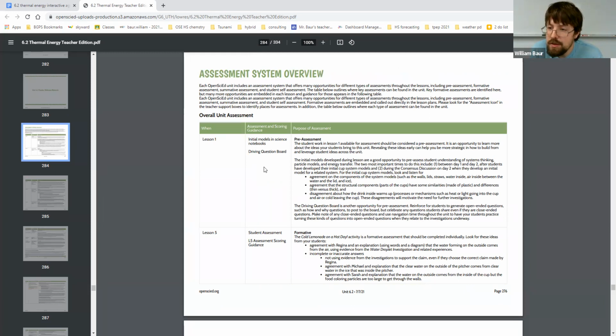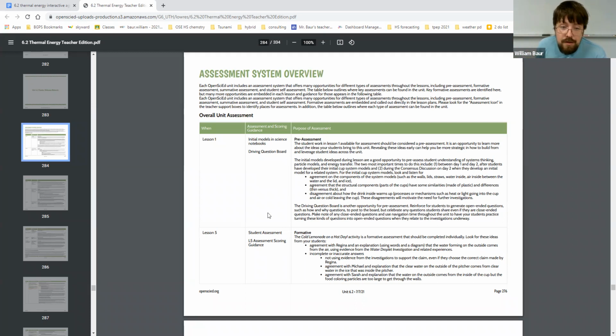As a pilot teacher, one of my criticisms of the OpenSciEd curriculum was that its assessment system was kind of weak, and they heard that criticism from the field test teachers and really beefed up their assessment system. A lot of these assessments that are in the unit now weren't in the field test version that I taught. I'm really impressed that OpenSciEd heard our feedback and really improved what had been a weak point in the curriculum, I felt.